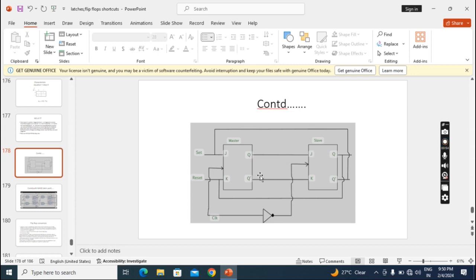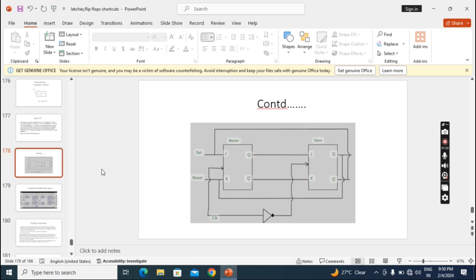And this master is a positive triggered flip-flop. This slave is a negative triggered flip-flop. Because we are giving the clock directly to the master, we gave a positive clock, but the same clock we give to the slave flip-flop through the inverter, so it becomes a negative triggered flip-flop.